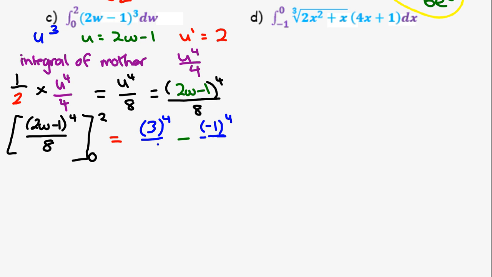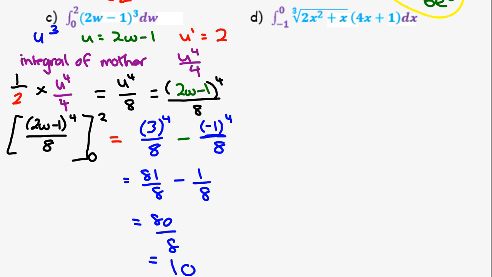And the reason why it's not over 4 is because you had to times by 1/2 before. Well done. And what is 3 to the power of 4 equal to? 81. 81, good. 81 over 8 minus negative 1 to the power of 4. So, what does that give us? 80 over 8. Which is 64.